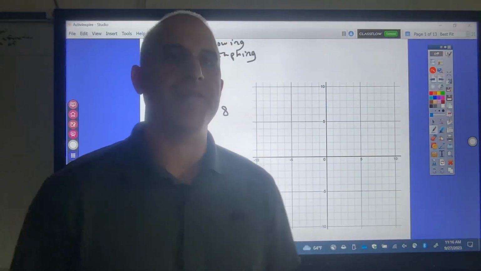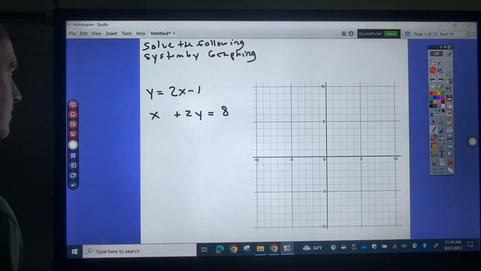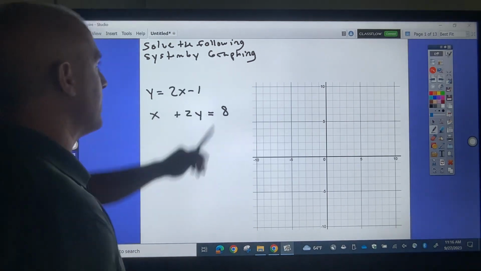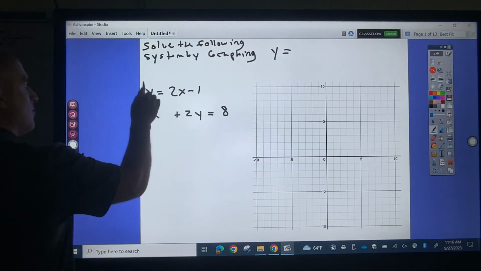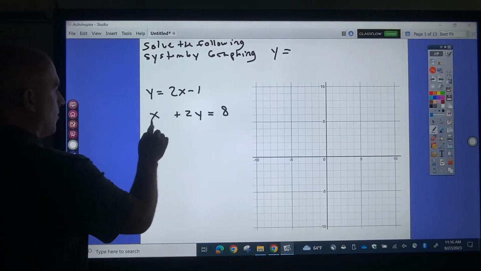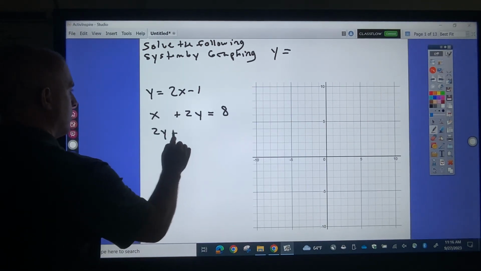Okay, this is going to be a video on solving systems by graphing. When it says solve the system by graphing, the first thing you have to do is get it in y equals. This one's already in y equals, so that one's good. This one I would have to move that x over.